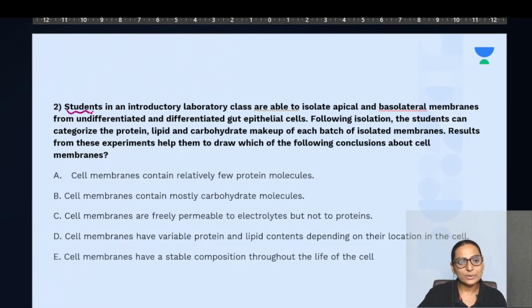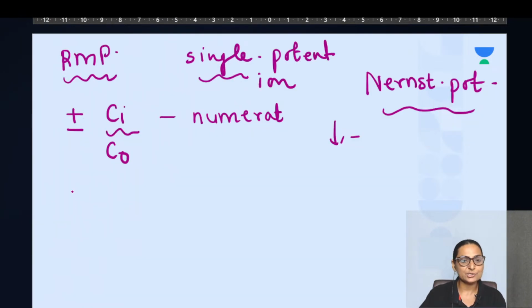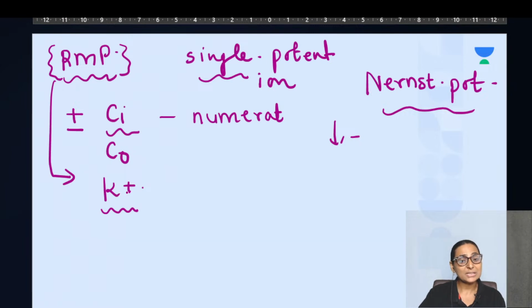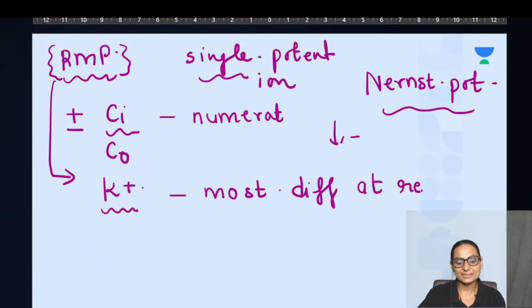Now, there are students in an introductory laboratory class. Okay, before that, one or two more things I can teach you. When you teach the resting membrane potential, remember that the resting membrane potential is contributed maximally by the potassium ions. What is the reason? The reason is that this is the ion which is most diffusible at rest.